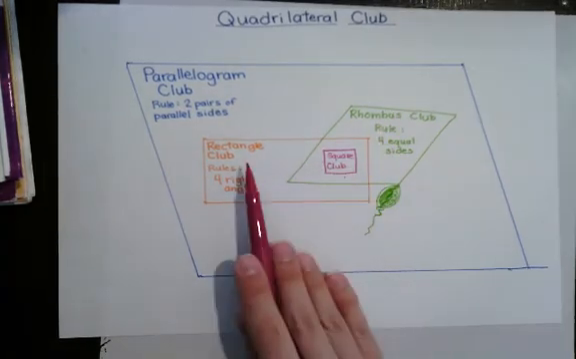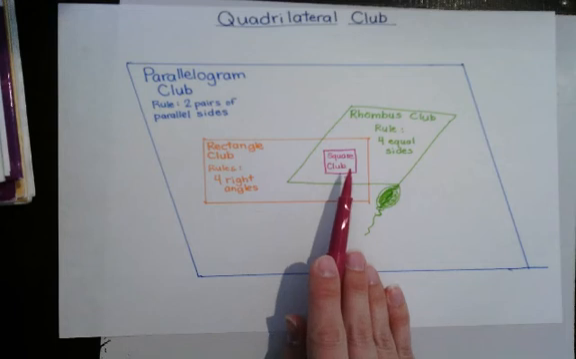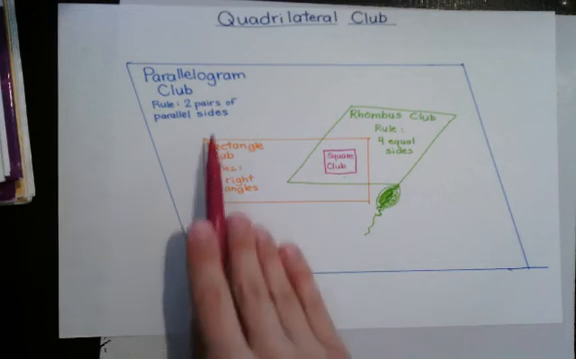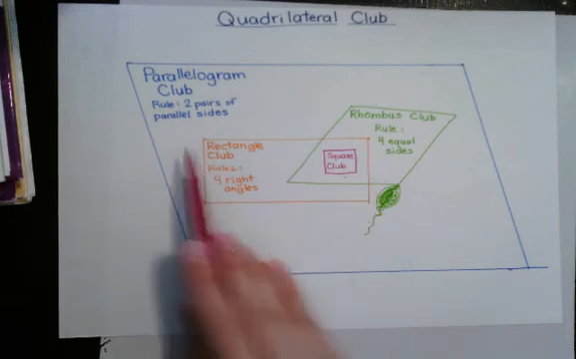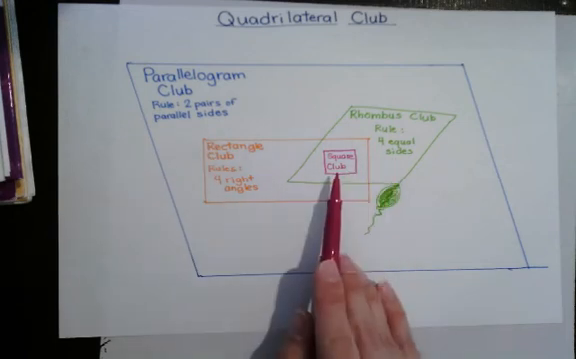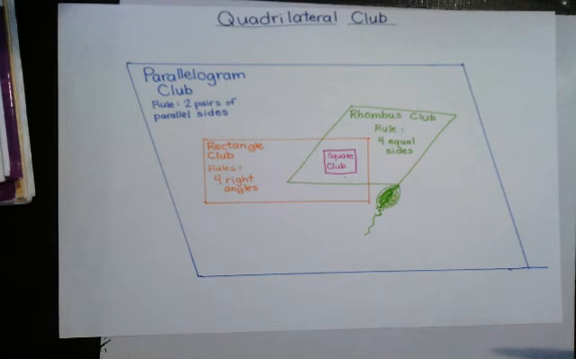to help you. Is a square a rectangle? Yes, it has 4 right angles. Is a rectangle always a square? No, not necessarily. This one isn't, because not all 4 sides are equal. Okay, so that's the Quadrilateral Club.